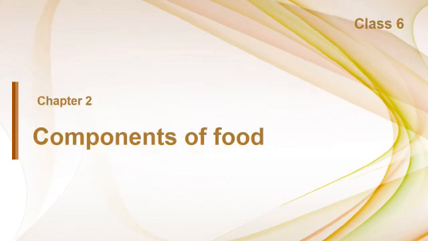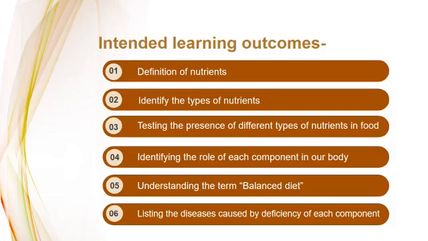In the first chapter, you have learned about sources of food. Today, we'll study chapter 2 to learn about components of food. In this chapter, we'll learn about definition of nutrients, identify the types of nutrients, testing the presence of different types of nutrients in food, identifying the role of each component in our body, understanding the term balanced diet, and listing the diseases caused by deficiency of each component.